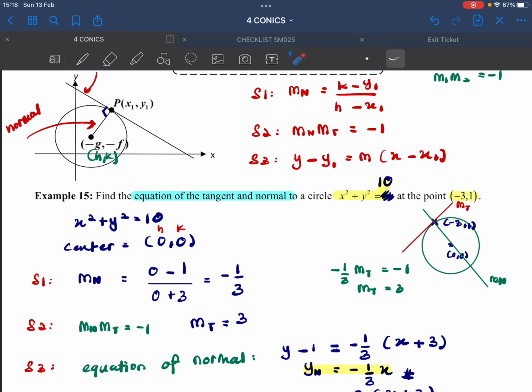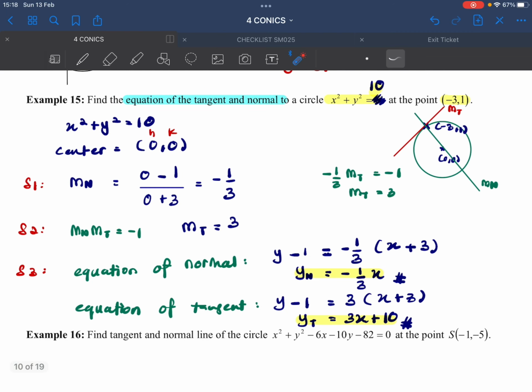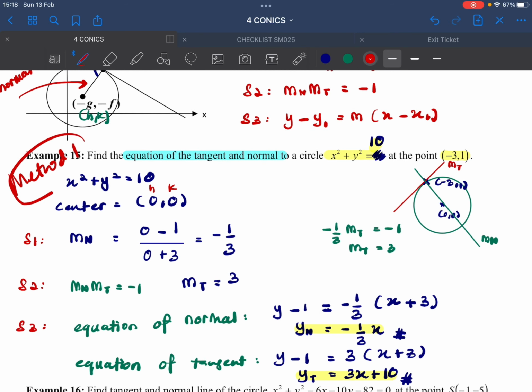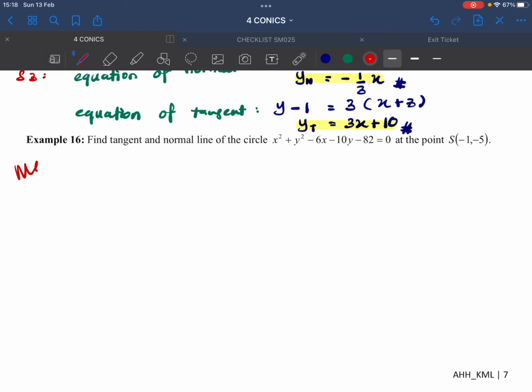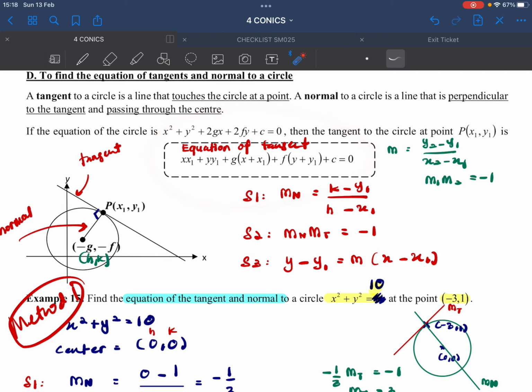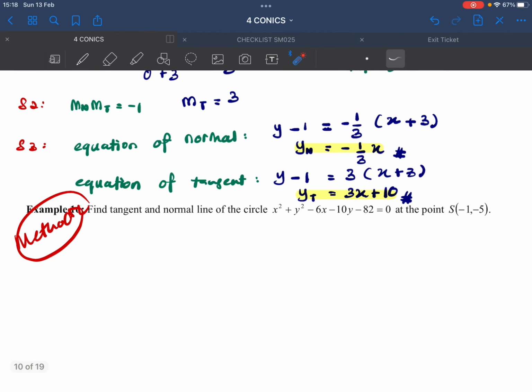Let's see the next example, for which I am going to use the second method. Remember, the first one was method number 1. For the second method, we are going to use this formula here. You have to memorize the formula, which is the disadvantage, but it is easy if the question only asks for the equation of tangent, because you just substitute everything into the formula. Here we have the equation of circle with the point at (-1, -5). Let's draw that diagram.